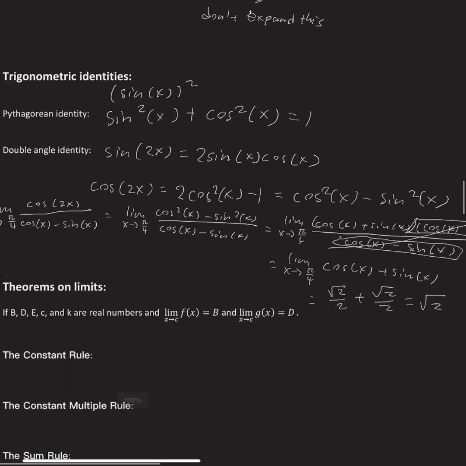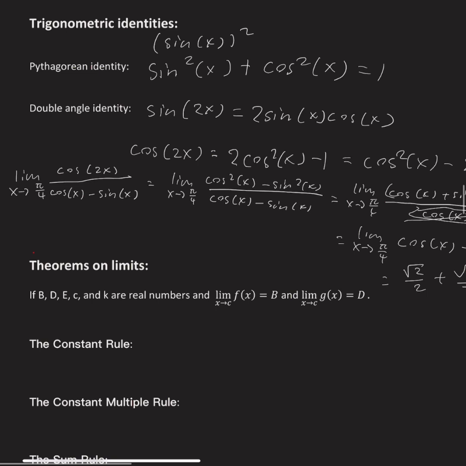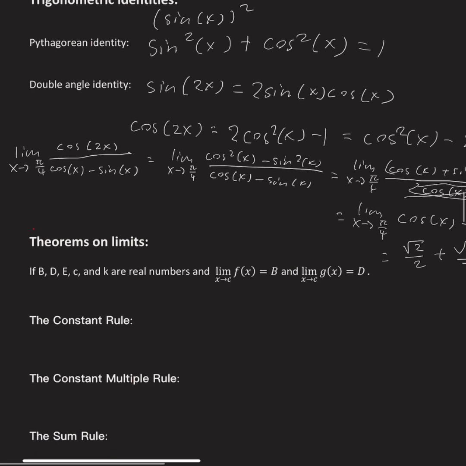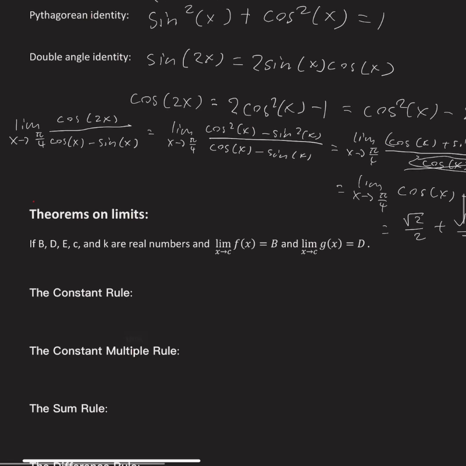Now, the limit laws. If b, d, e, c, and k are real numbers, and the limit as x approaches c of f of x equals b, and the limit as x approaches c of g of x equals d. So let's talk about the constant rule.